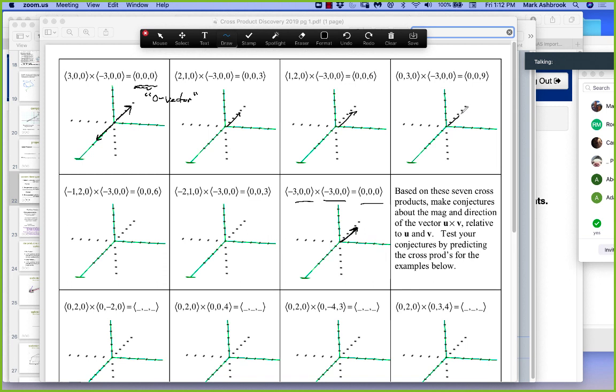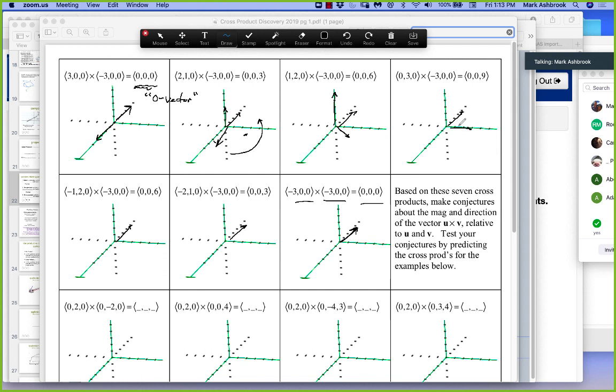So what we're doing here is I've always got 3, 0, 0, and then that first vector comes around like the unit circle, first and second quadrant, like this. So the first one here we got is 2, 1, 0, something like that. And what do we notice? We get 0, 0, 3. And then 1, 2, 0, and now we get 0, 0, 6. So look, as they're becoming more orthogonal, the magnitude of the cross product is growing until we get orthogonal.